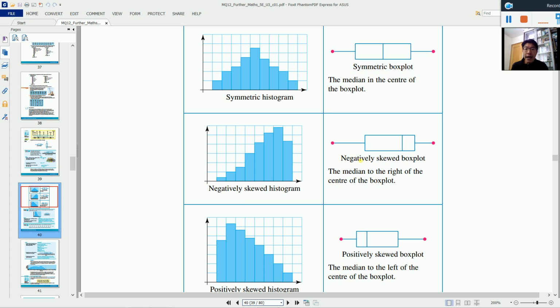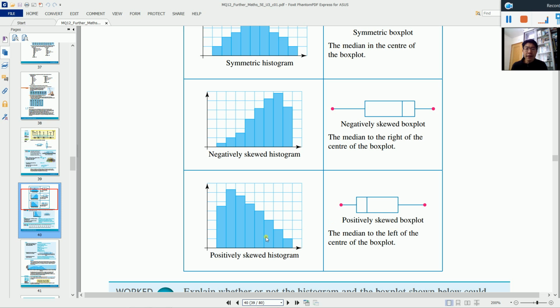Then if you look at negative skew, most of the data is away from 0. It's very big values. So away from 0, you will see that in the box, the first part of the rectangle inside the box is not half, but bigger than the smaller one. And vice versa, if most of the data is closer to 0 or closer to the starting point, that is positively skewed. And the median is to the left for the positive skew box plot.